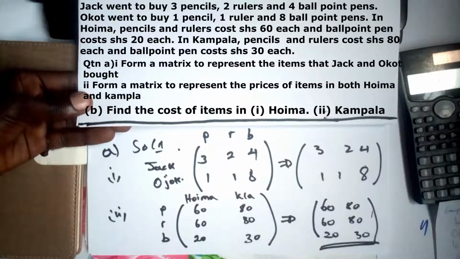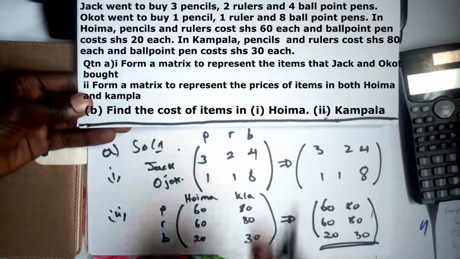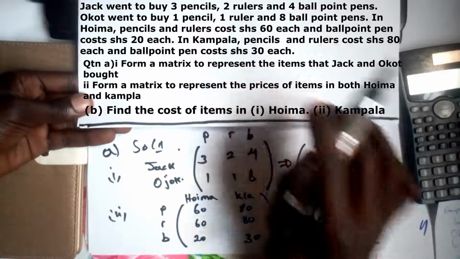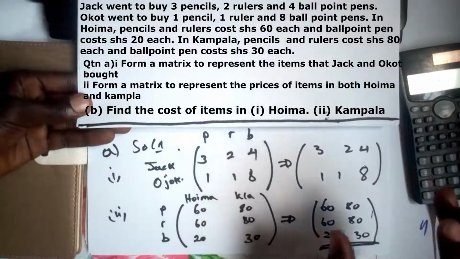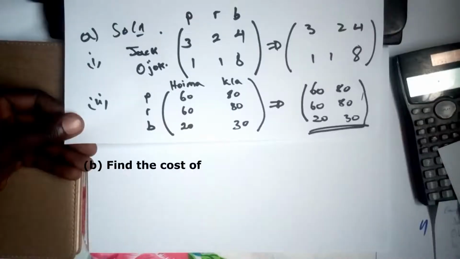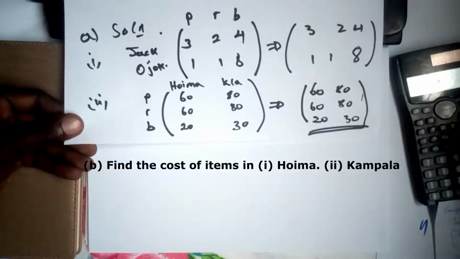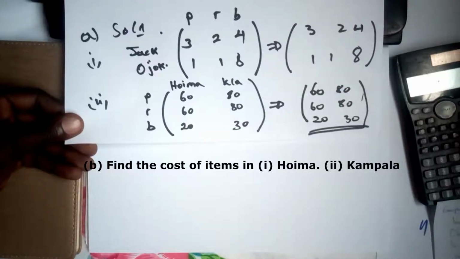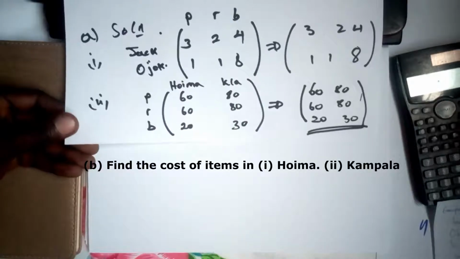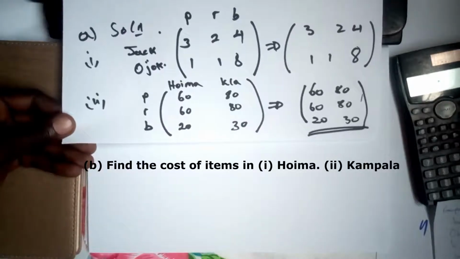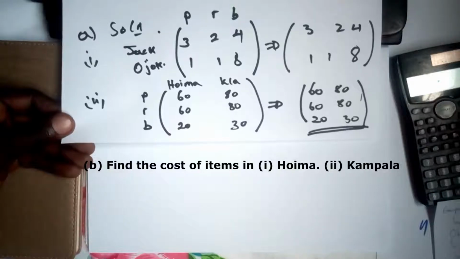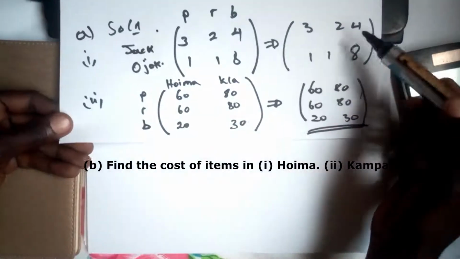Okay. Then I'm going to take away this question, hoping you have understood what we are trying to mean. If we look at part B, it is telling us to find the prices or the cost of items in Hoima, then Kampala. So to find the cost of these items in Hoima and Kampala, we are just going to multiply these matrices.